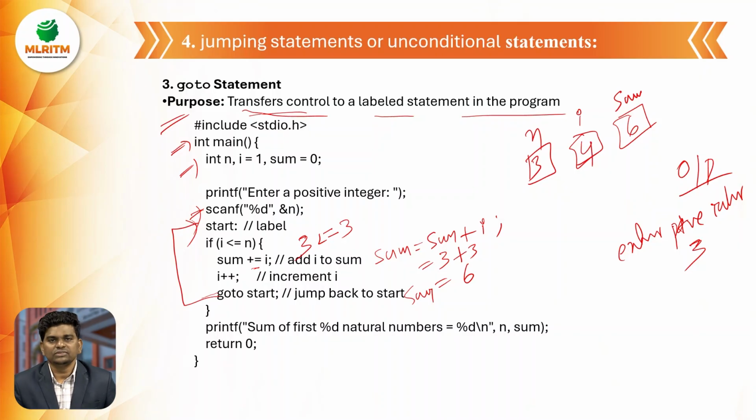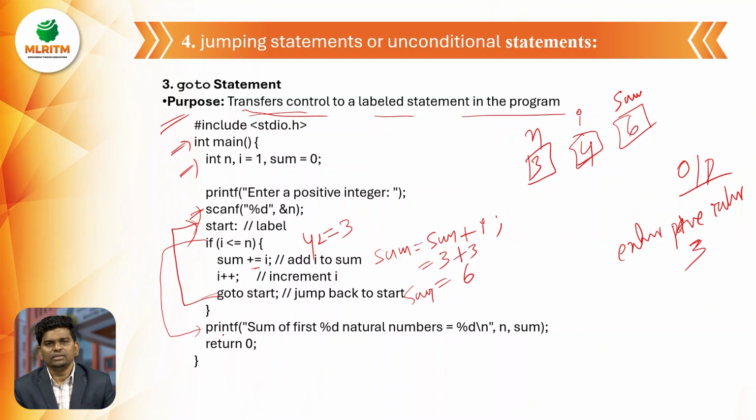Again, control transfers to the start label. Then again it checks the condition. What is the condition here? Now the i value is 4. This time 4 less than or equal to 3. So that is obviously a false statement. So when the condition is false here, it goes out of the label.